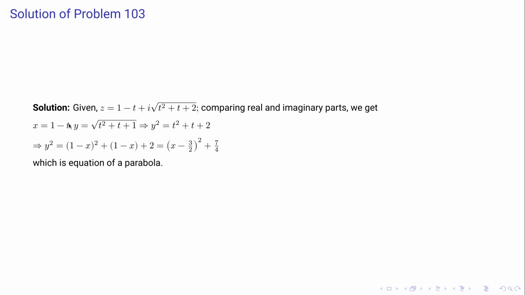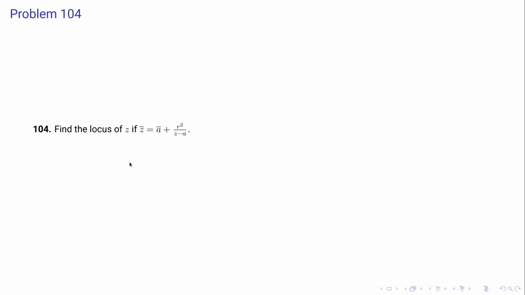And from this equation, we bring T to the left hand side and X to the right hand side. We know that T is equal to 1 minus X. So we substitute T is equal to 1 minus X in this equation, that is Y square is equal to (1 minus X) whole square plus (1 minus X) plus 2. Now we put this in the form such that it will represent a hyperbola, which is (X minus 3 by 2) whole square plus 7 by 4. So you will have to know a bit of coordinate geometry to understand why this equation represents a hyperbola. Sorry, not parabola. This is a hyperbola. Yeah, it's a typing mistake again.